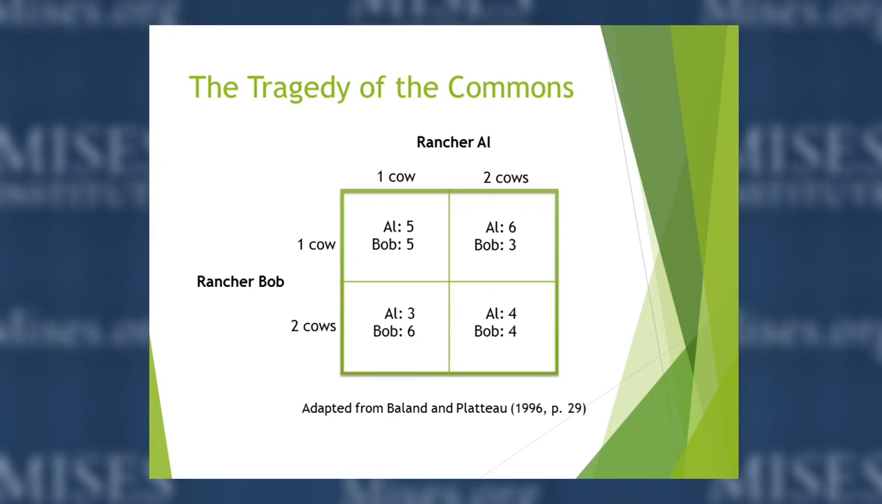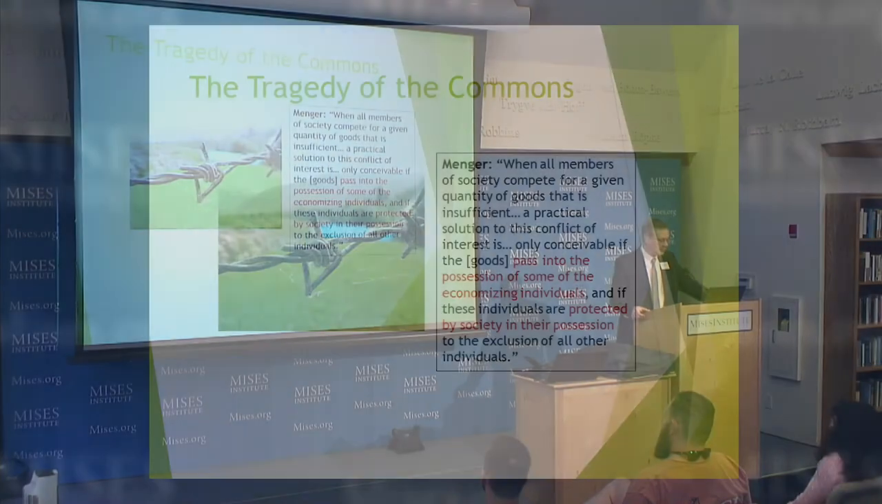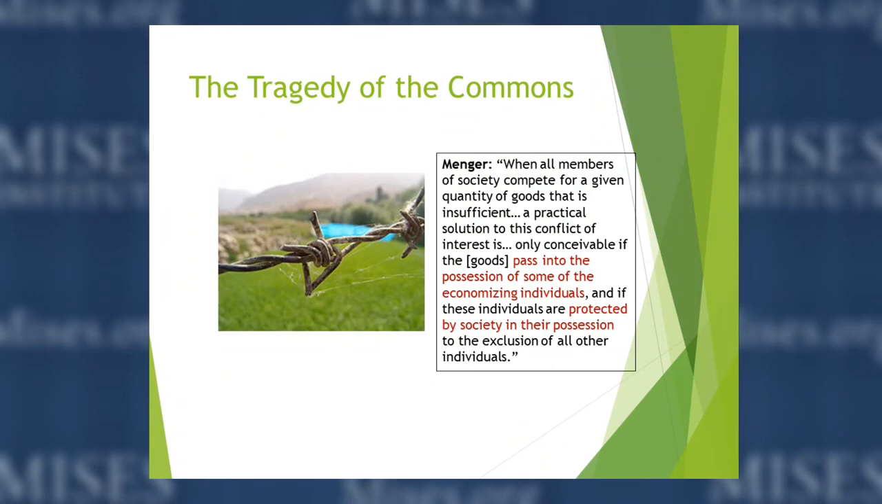Now, what's the problem that creates this kind of situation? It's a lack of property rights. As Carl Menger said, when all members of society compete for a given quantity of goods that is insufficient, a practical solution to this conflict of interest is only conceivable if the goods pass into the possession of some of the economizing individuals, and if these individuals are protected by society in their possession to the exclusion of all other individuals.